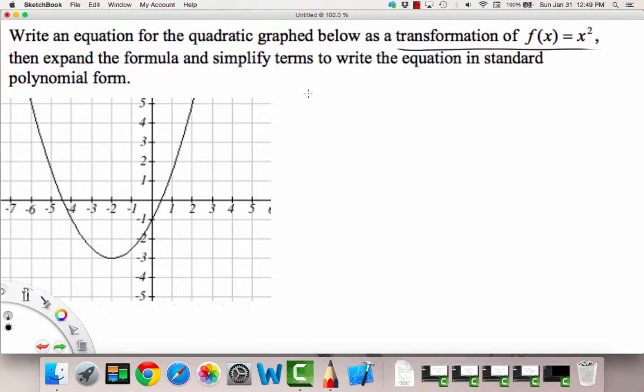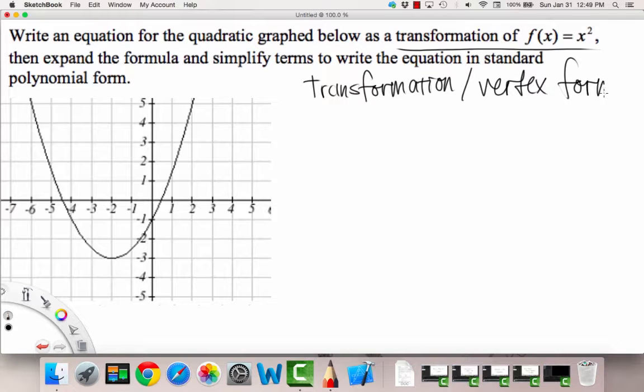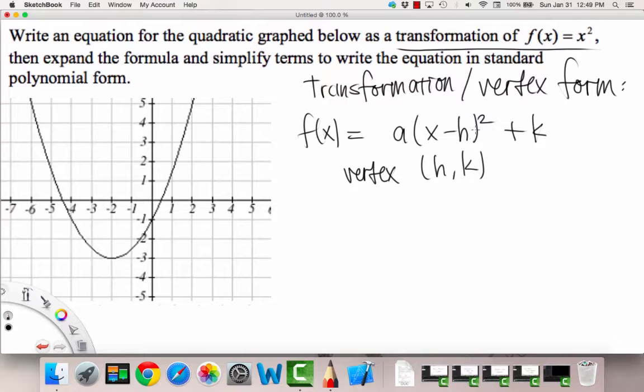The form for the transformation, aka vertex form, looks like the following. We're going to have f of x equals a times (x minus h) squared plus k, where the vertex is given by the point (h, k). And a is our scaling or reflecting factor.